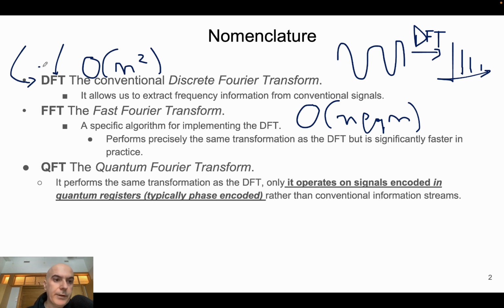So both DFT and FFT are classical implementations that allow us to extract frequency information from conventional signals. The QFT stands for quantum Fourier transform, and it performs the same transformation as the DFT and FFT. However, it operates on signals that are encoded in a quantum register. And typically, these signals are encoded in the phase of our quantum state, as opposed to conventional information that is stored in streams for DFT and FFT.